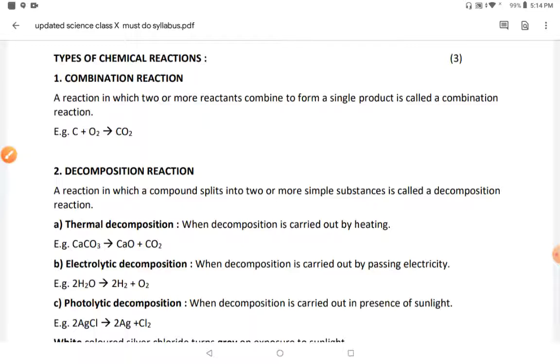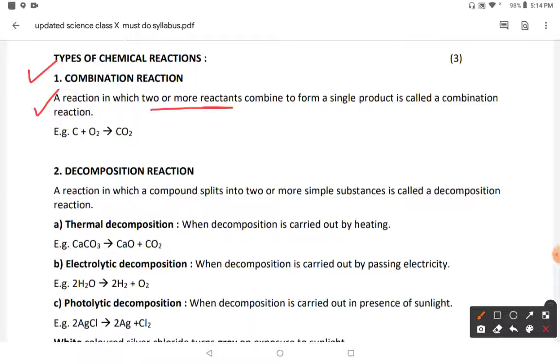Now on the basis of these chemical reactions, we will study the different types of chemical reactions. The first reaction is called combination reaction. As discussed in this definition, a reaction in which two or more reactants, here carbon and oxygen, combine together to form a single product, that is carbon dioxide, is called a chemical combination reaction. So we can identify by seeing which reaction is taking place here.